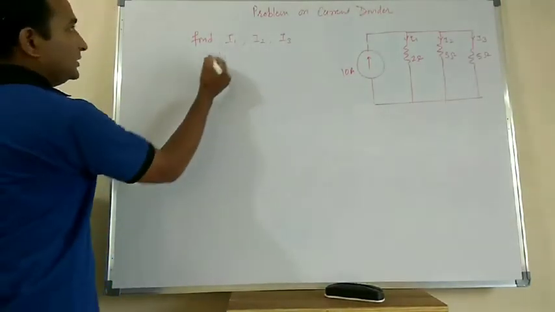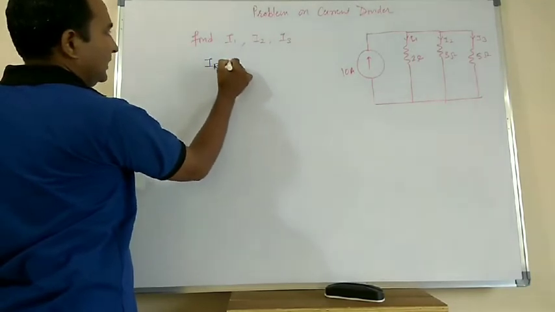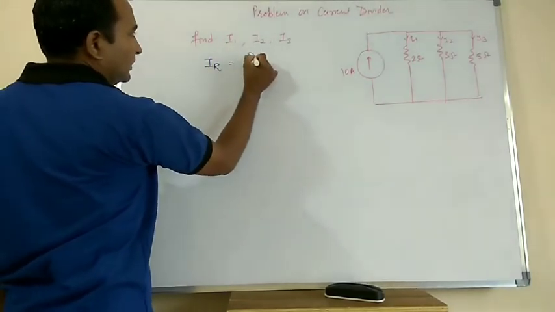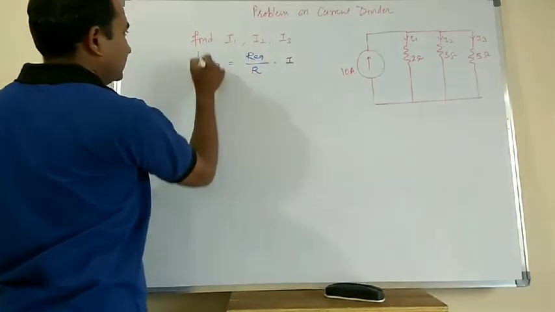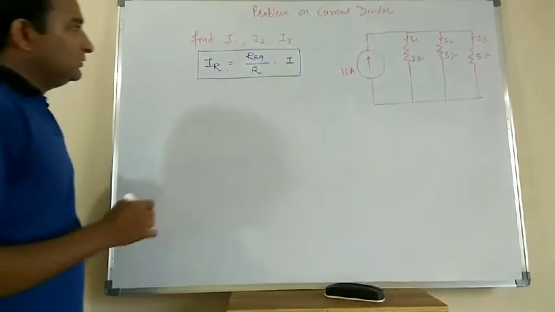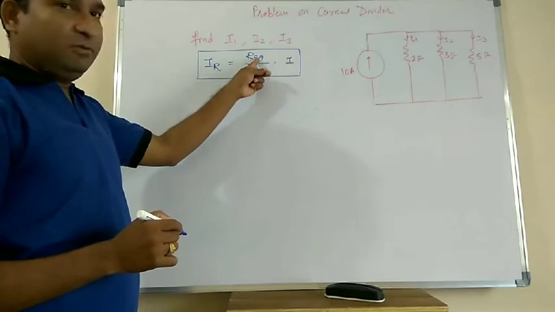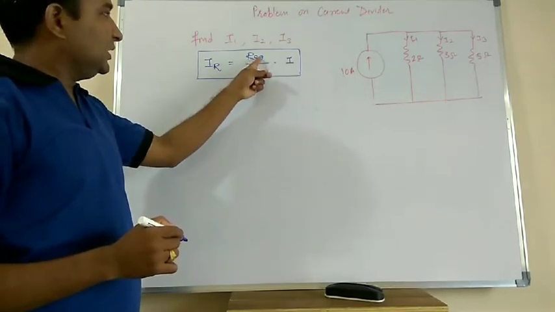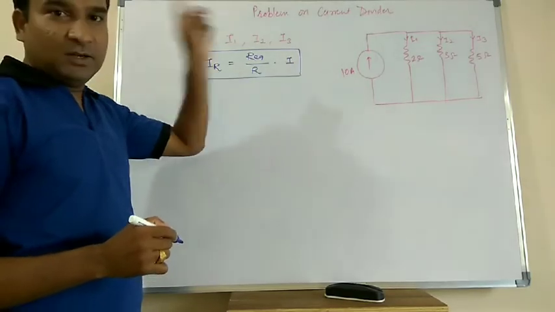Now, what does the current divider rule say? I into R is equal to R equivalent divided by R into I. This is our current divider. That is, the current through any resistor connected in parallel with the current source is equal to R equivalent, that is the total resistance of the circuit, divided by that resistance, multiplied by the current.